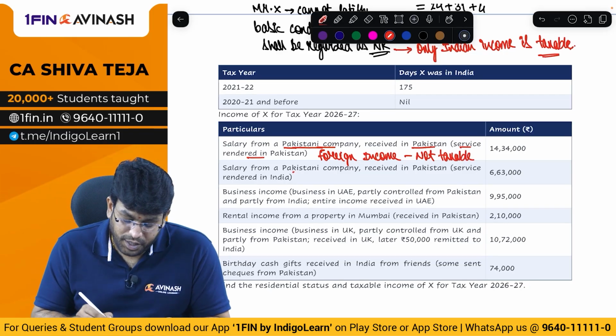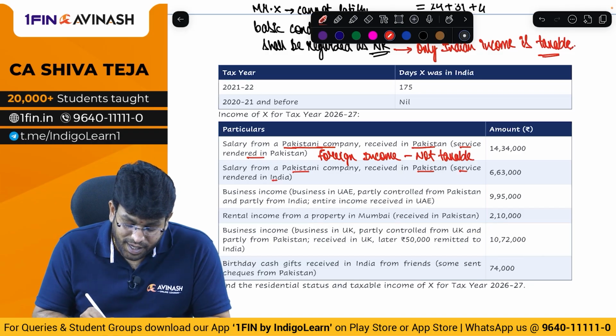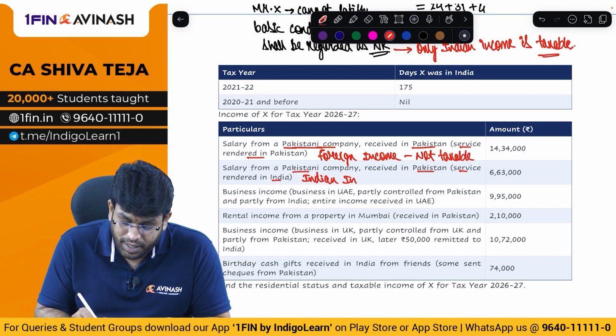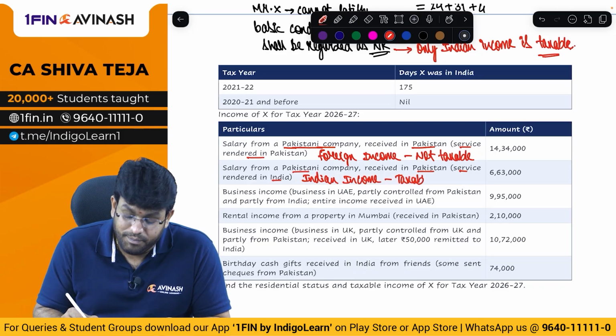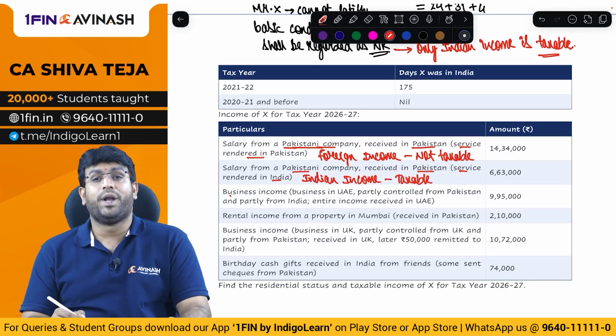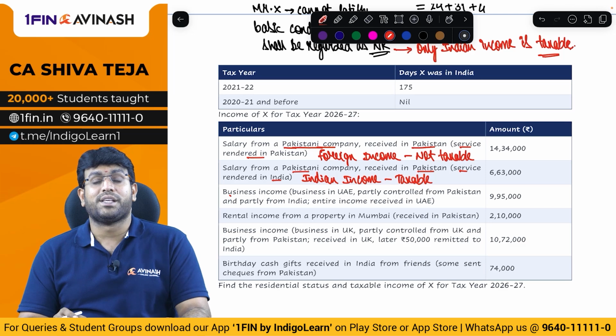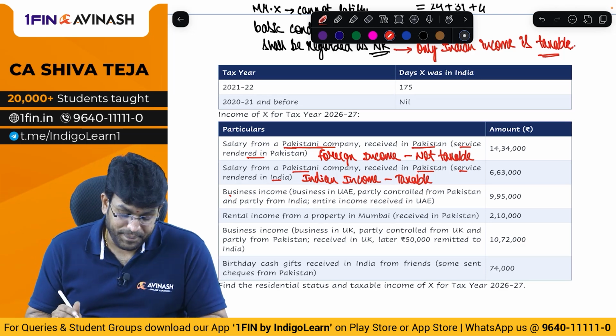Next, salary from Pakistani company received in Pakistan but service is rendered in India. Sir, once service is rendered in India, it becomes an Indian income and it is taxable because an income is regarded as Indian income if it is accrued or received or deemed to be received or deemed to accrue or arise in India.